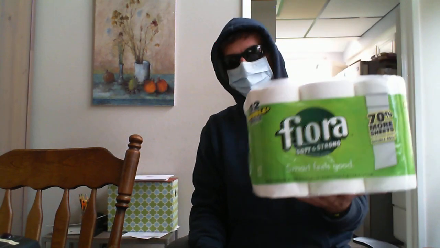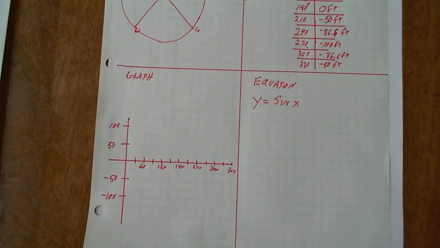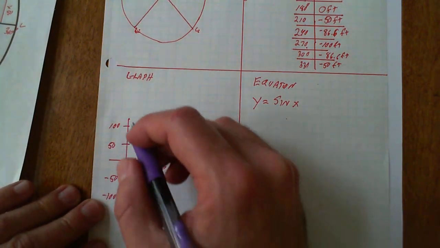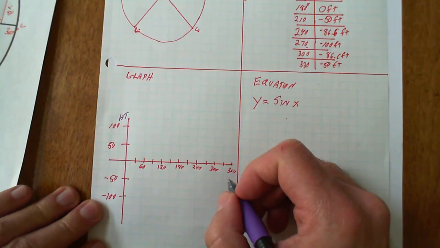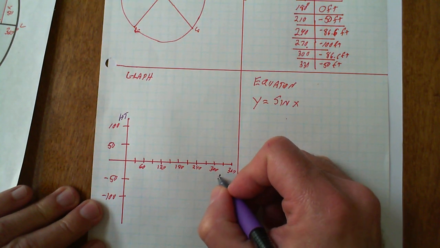So, it's a long lesson, guys. We're already at 30 minutes. So let's go ahead and finish it up. Okay, so let's go ahead and graph our sine function. Basically, this y represents the height, and this x represents the degrees.